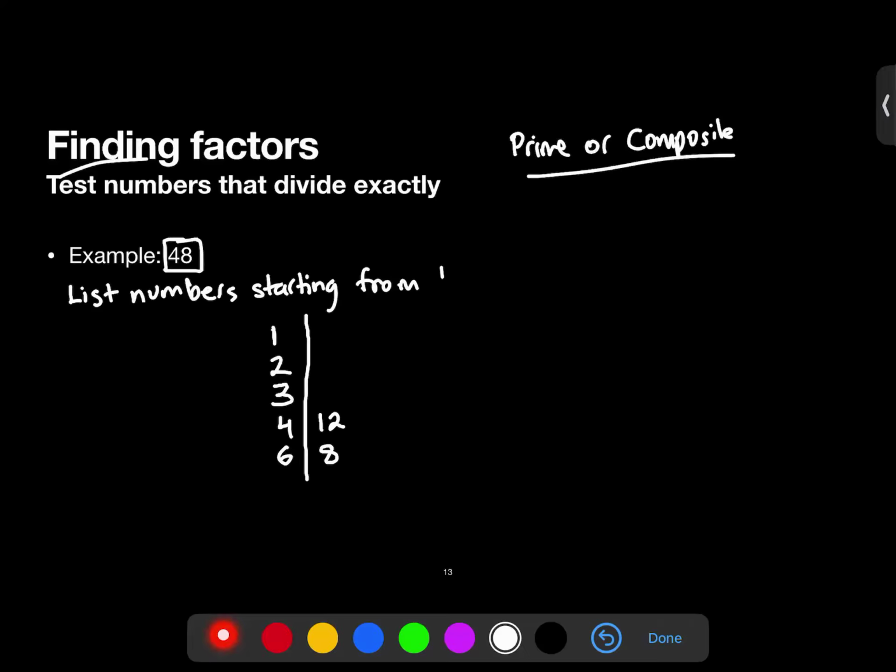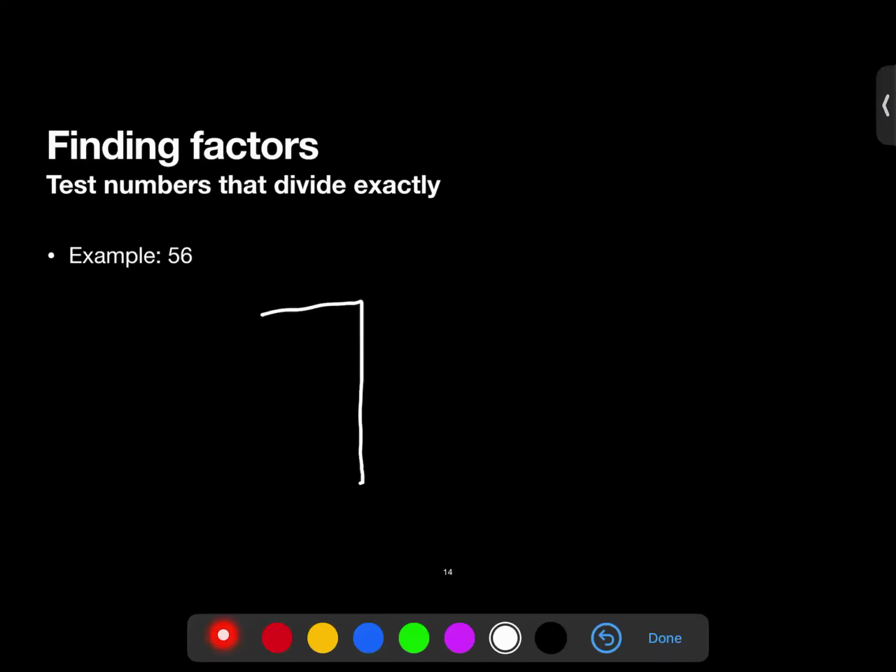Now, what about 3? Correct, 16. 16 times 3 is 48. Next, we'll try 2. 24, correct. And then lastly, 1. 48. So now we've finished our list of factors.